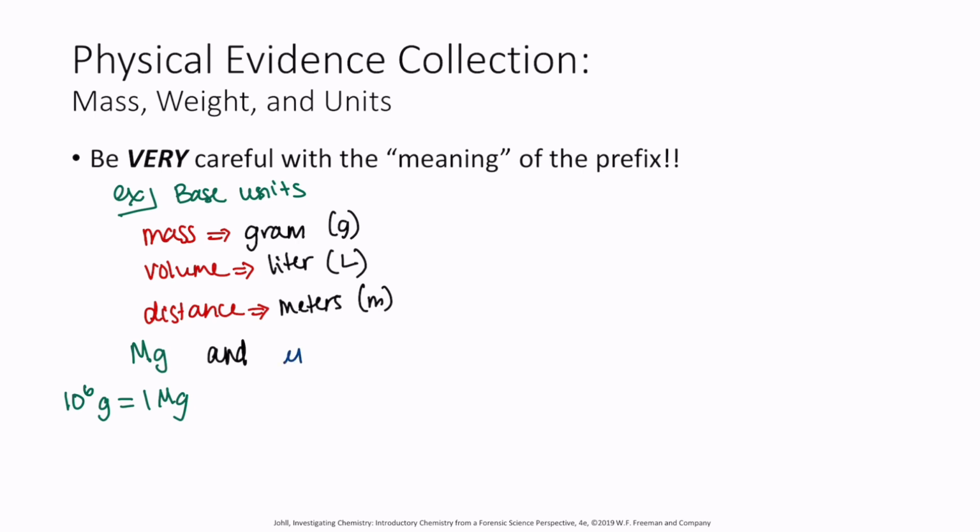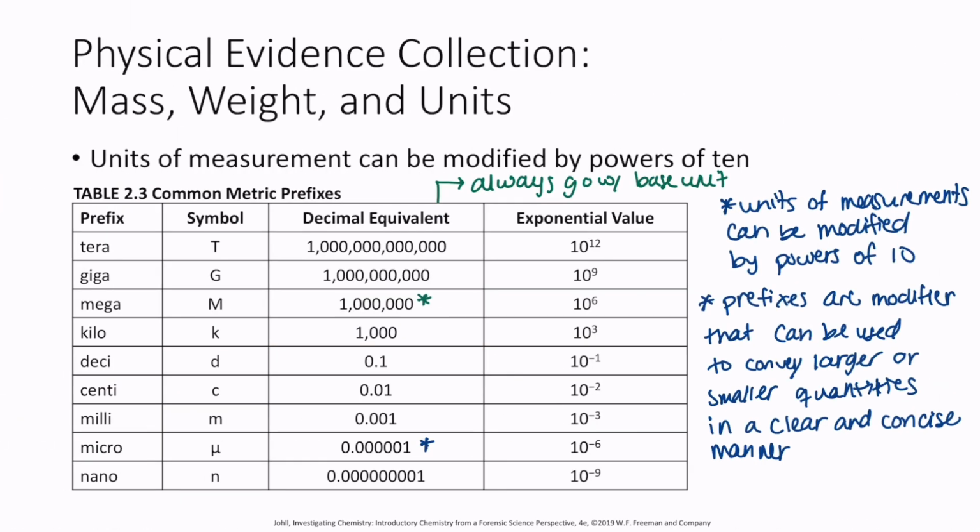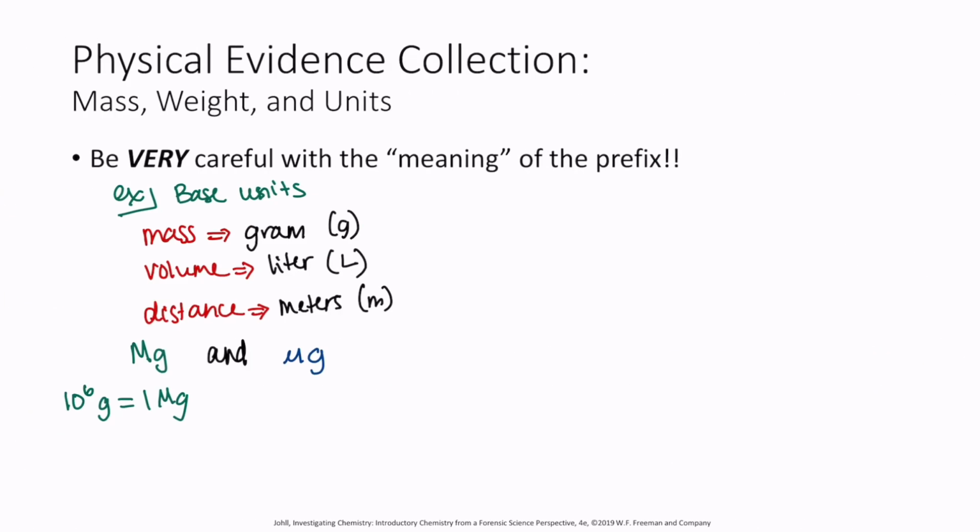Now, if I wanted to do microgram, then I can look at my previous slide again. Micro is 10 to the negative 6 or 0.000001. Hopefully I put enough zeros in there and I didn't add any extra. So when I write that out, I can write it as 10 to the negative 6 grams. Remember, the decimal equivalent always goes with the base unit, is equal to 1 microgram.